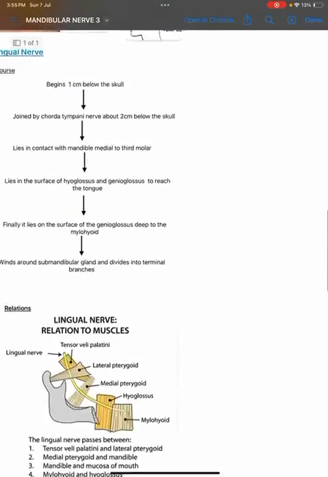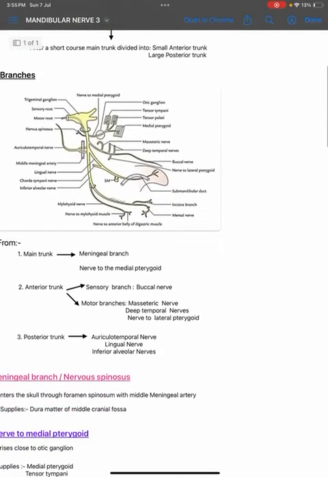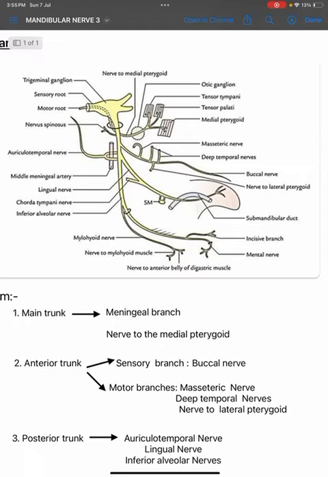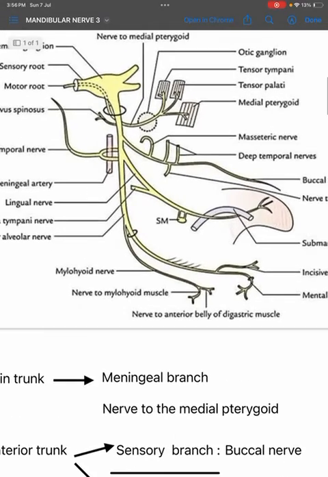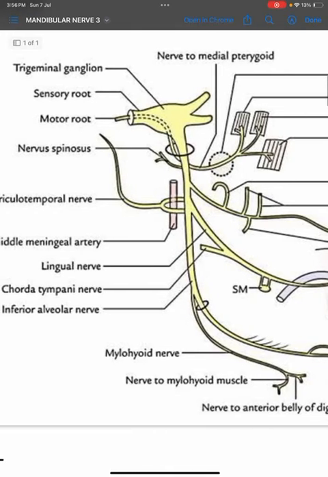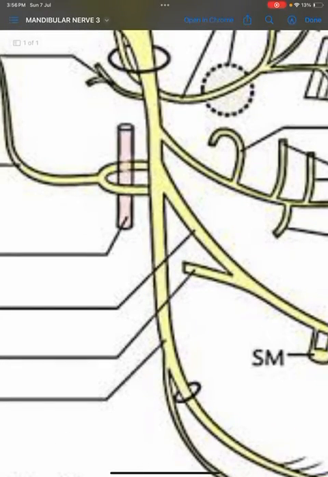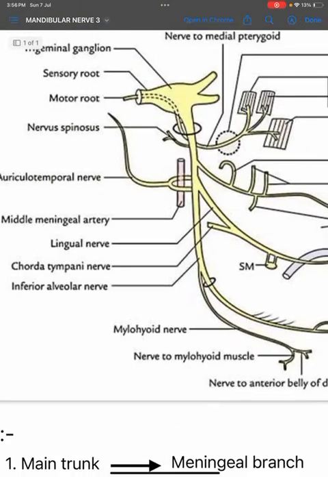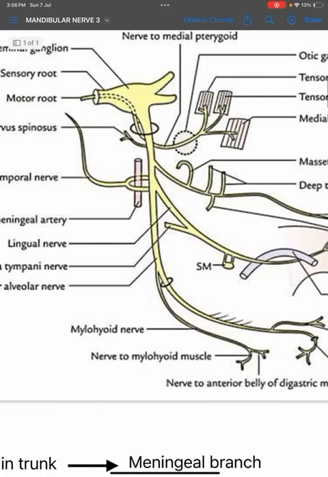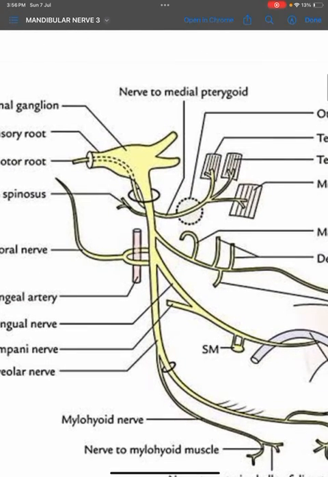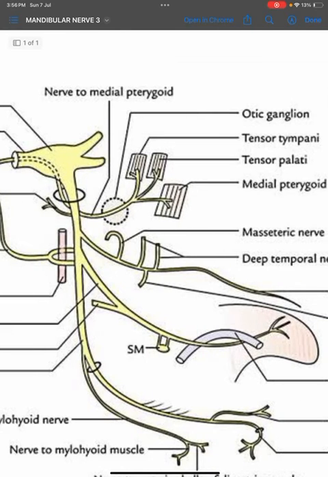And finally we have to look through this figure. So in this figure we can see the 2 roots, sensory root and motor root. Then the sensory root arising from the trigeminal ganglion. Both these roots pass through the foramen ovale, and then combine to form the main trunk. And this main trunk divides into 2 trunks, a large posterior and a small anterior trunk. And from the main trunk, 2 branches arise, nervus spinosus and nerve to medial pterygoid, supplying the tensor tympani, tensor palatini and medial pterygoid.